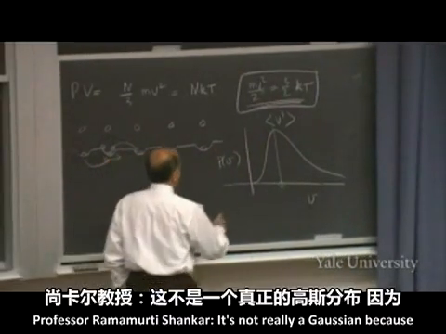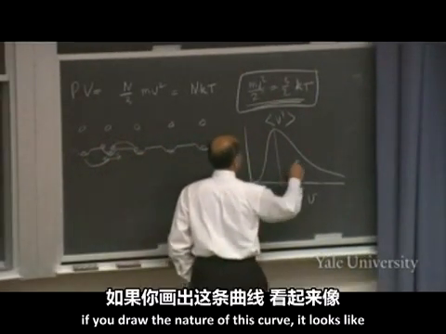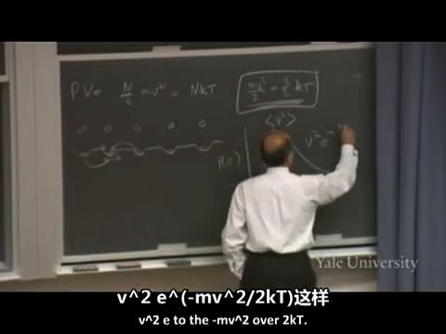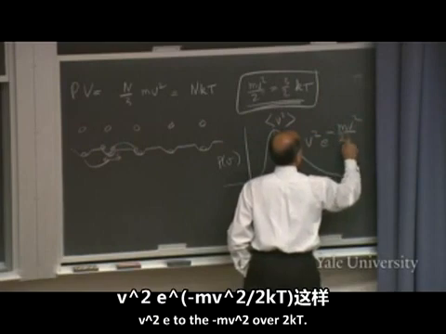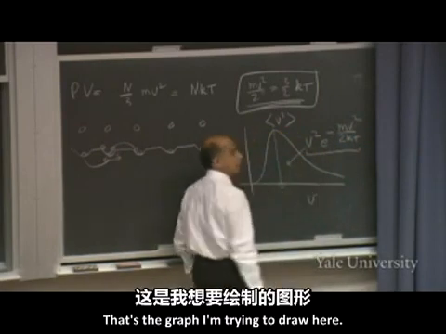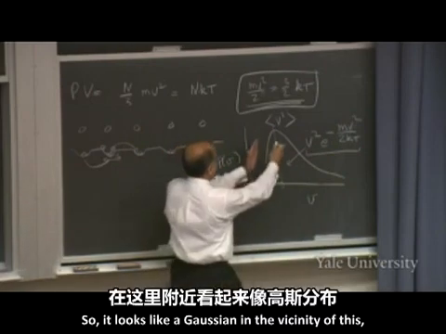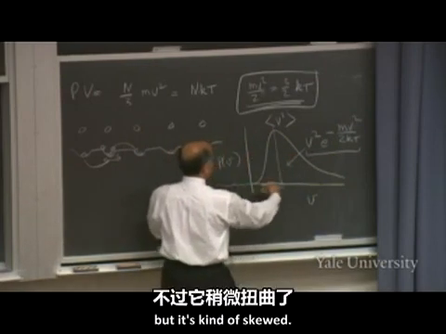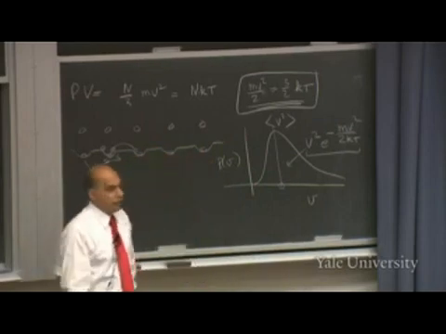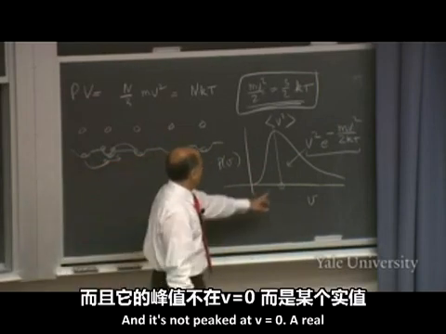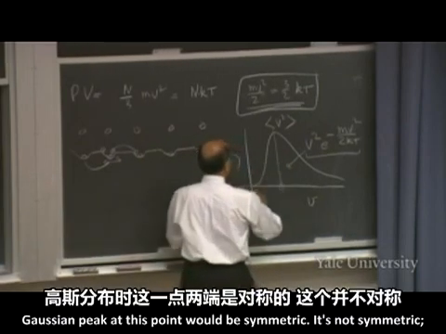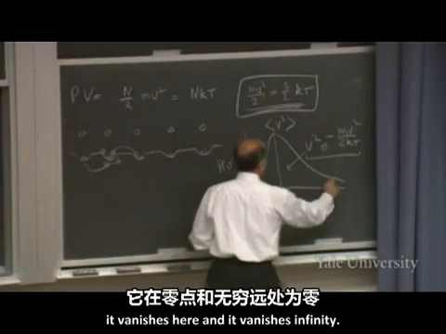It's not really a Gaussian, because if you draw the nature of this curve, it looks like v squared e to the minus m v squared over 2 kT. That's the graph I'm trying to draw here. So it looks like a Gaussian in the vicinity of this peak, but it's kind of skewed. It's forced to vanish at the origin, and it's not peaked at v equal to 0. A real Gaussian peaked at this point would be symmetric. It's not symmetric. It vanishes here and it vanishes at infinity.